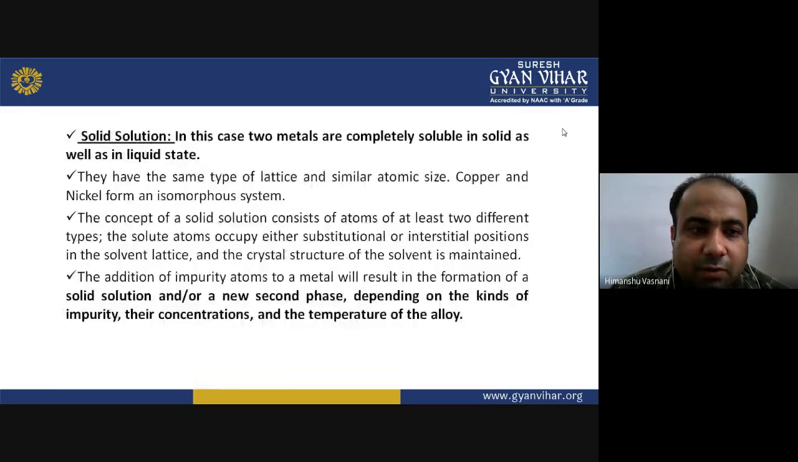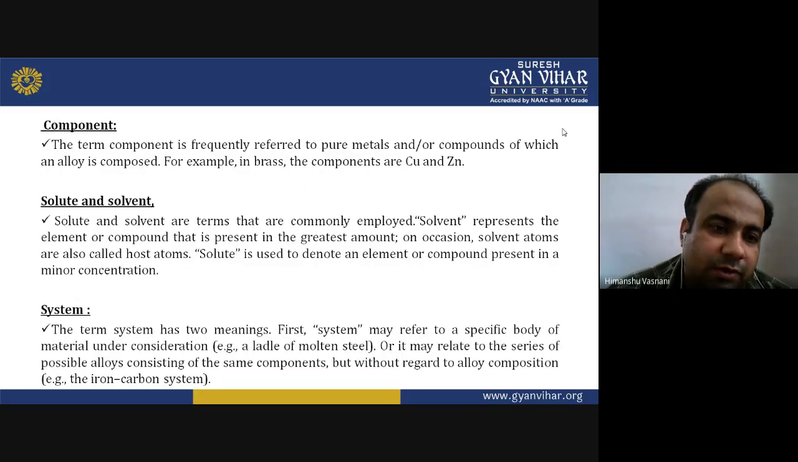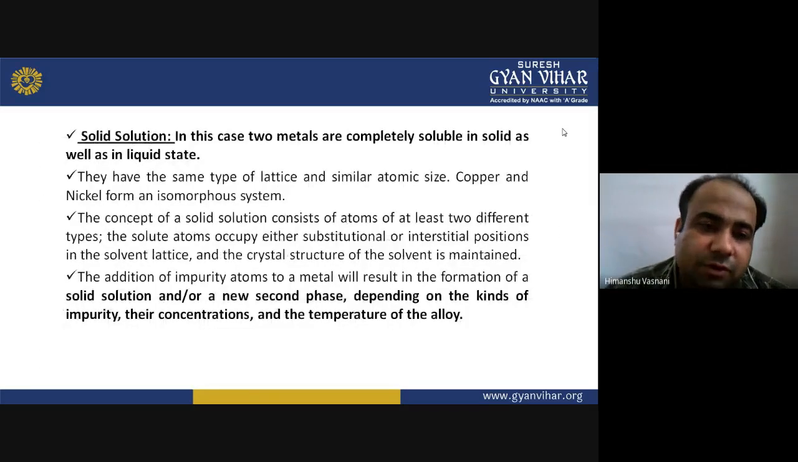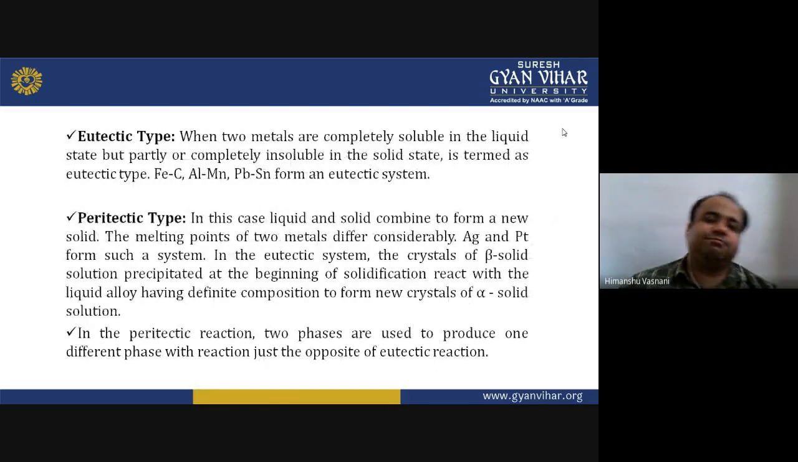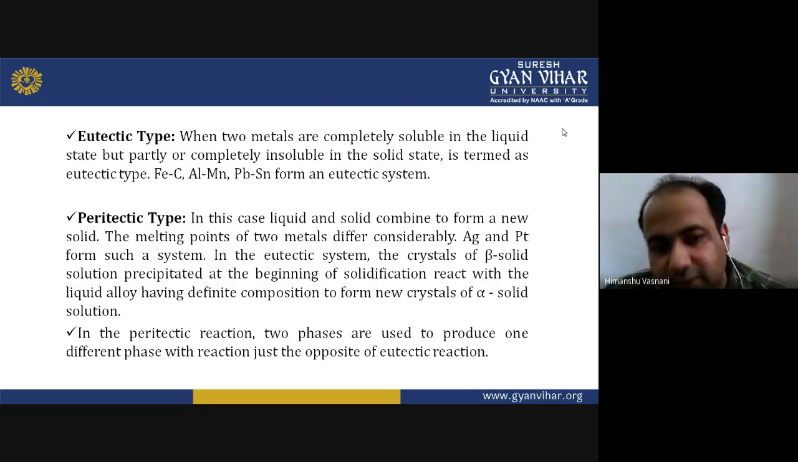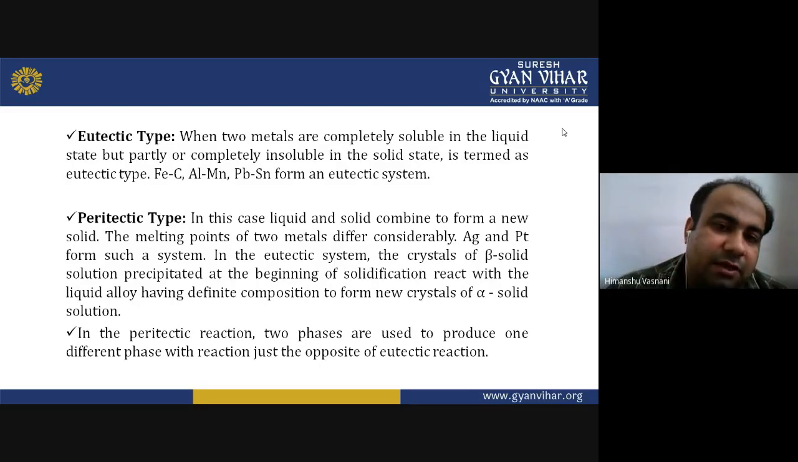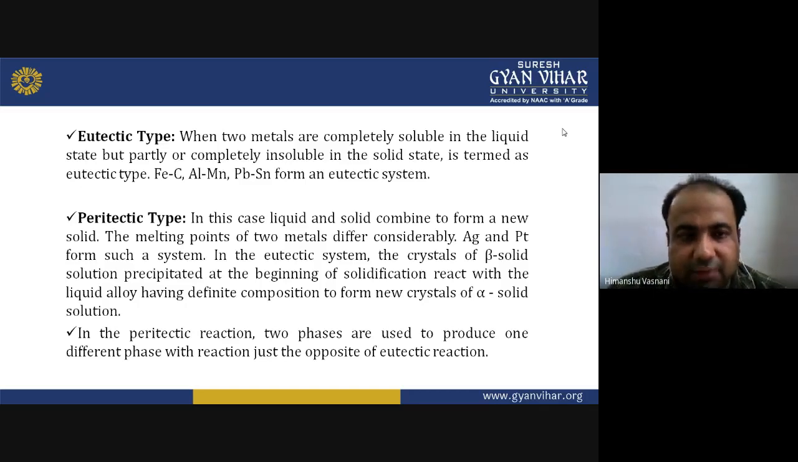We have studied component, solute and solvent, system, and solid solution. Next we go for the eutectic type. When two metals are completely soluble in the liquid state but partly or completely insoluble in the solid state, it is termed the eutectic type, like aluminium carbon, aluminium iron carbon, aluminium manganese. So they form a eutectic system.